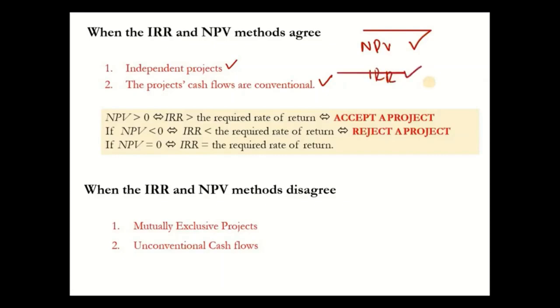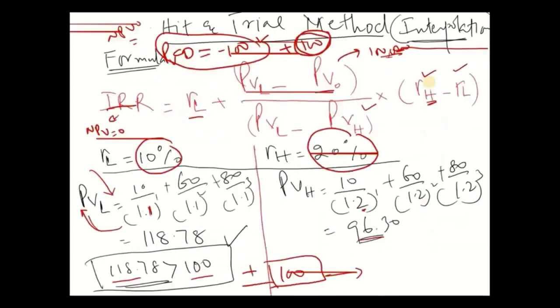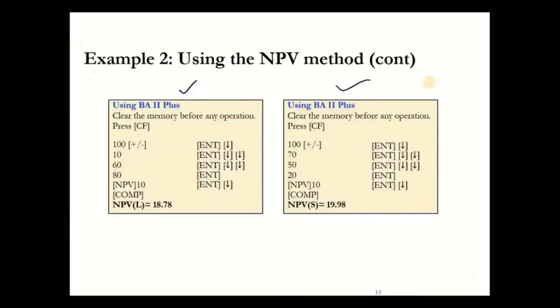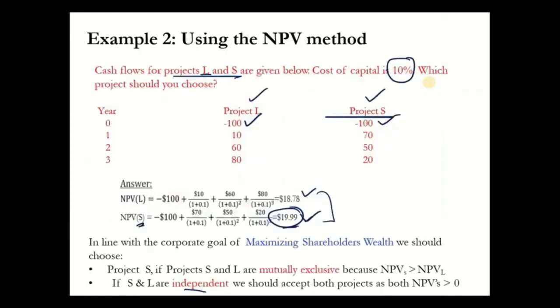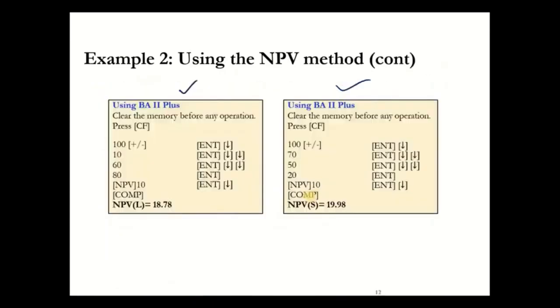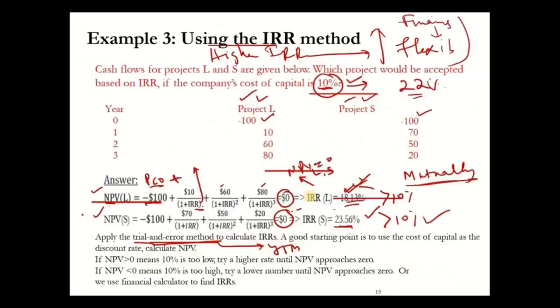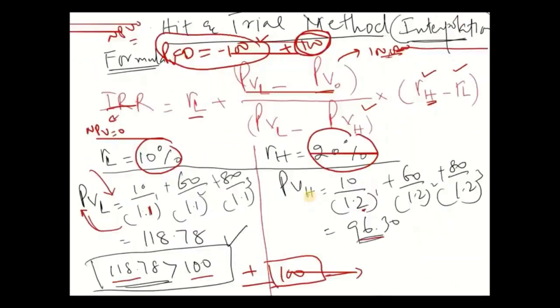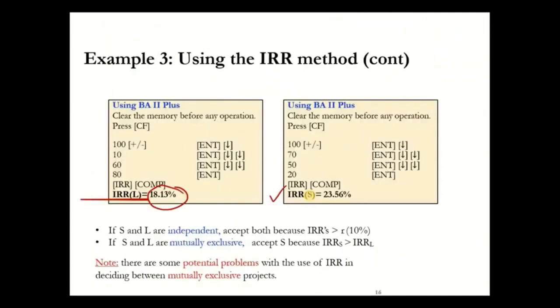How? Let's go to the previous slides. Okay, let's go to the NPV slide. If you see in the NPV, which project was more favorable, that was S, because based on NPV, right? So we selected project S, and based on IRR, which project is the best? That is still S.